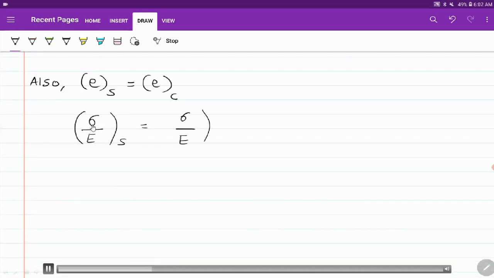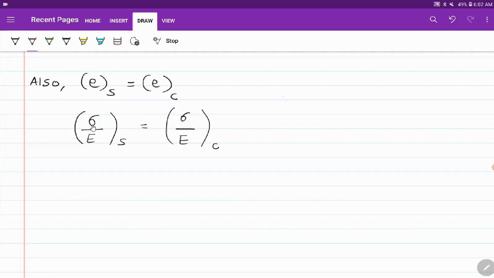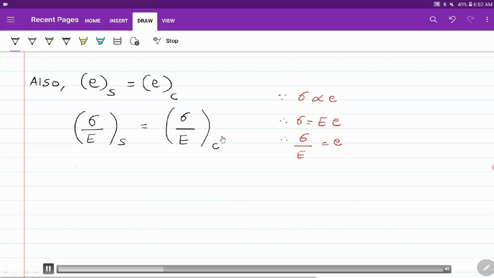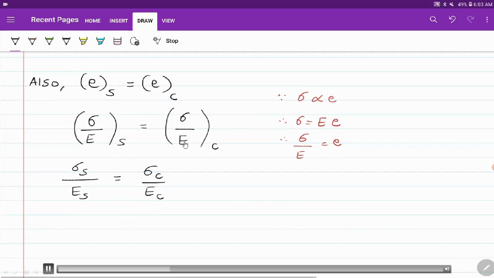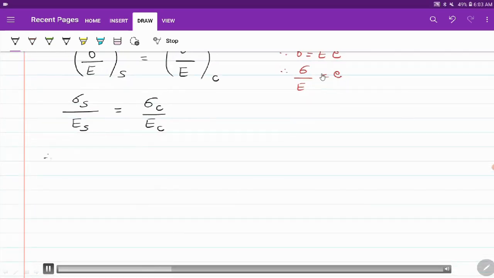Now we know that the strain in steel has to be equal to strain in copper. This is the basic condition for the composite bar. Now we know that stress is directly proportional to strain, so sigma upon E, capital E, will be equal to small e. So stress in steel divided by modulus of elasticity of steel is equal to stress in copper divided by modulus of elasticity of copper. This is our Hooke's law, that we have used and substituted over here.